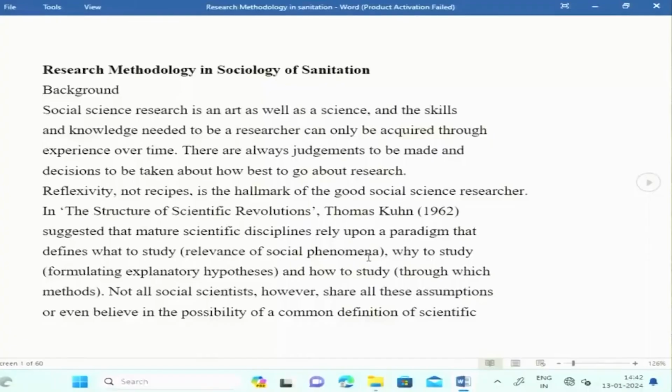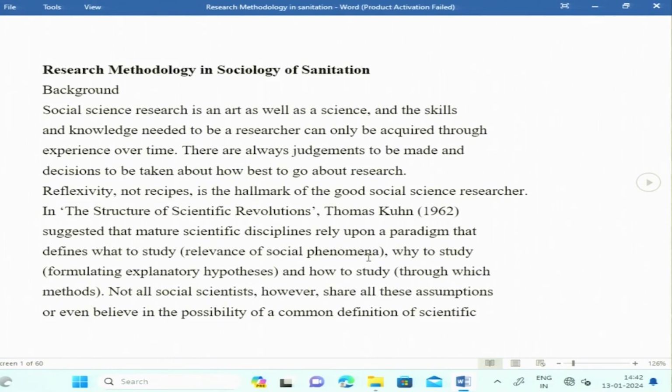And as we all know, social science research is basically seen as an art as well as a science, and it employs the skills and knowledge that are needed to be researcher oriented and which are acquired through experience. These are the ways in which we see how we are going to make judgments about societal phenomena and what broader reflexivity comes into the picture. That, of course, is the whole idea.